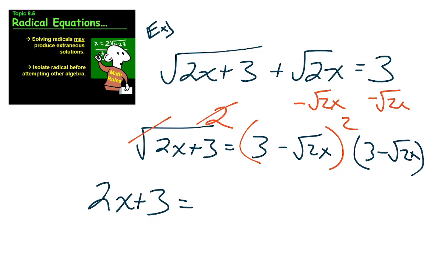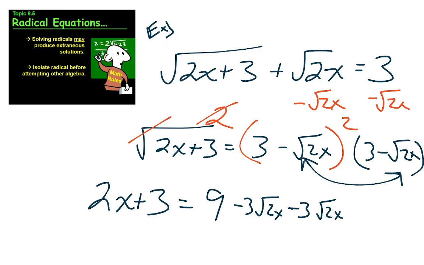I'm going to take 3 times 3 and get 9. I'm going to take 3 times the negative square root and get negative 3 square roots. I'm going to take the negative square root times 3 and get another negative 3 square roots. And finally, I'm going to take negative square root times negative square root. Now, first off, that's going to be a positive. Next, you can either say that the square roots cancel and you just get 2x, or some students would say that you get the square root of 4x squared, but that's still 2x.